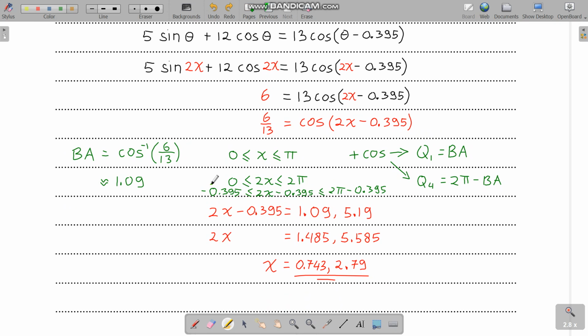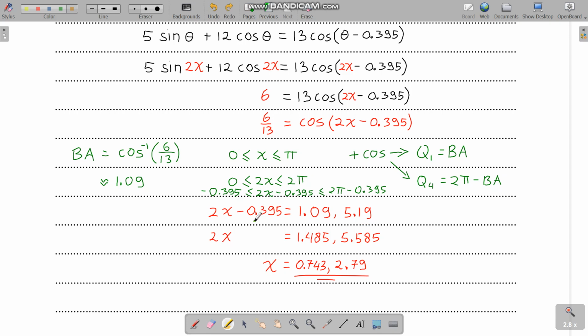Now since this is cos of something equals something positive, this means we have to use the quadrant 1 base angle, or we can use quadrant 4 because cos is positive in quadrant 1 and quadrant 4. So 2 pi minus base angle. That's all we can use for this domain. So 2x minus 0.395 can be the base angle, quadrant 1, which is 1.09, and 2 pi minus base angle. So 2 pi minus 1.09, use a calculator, we get this.